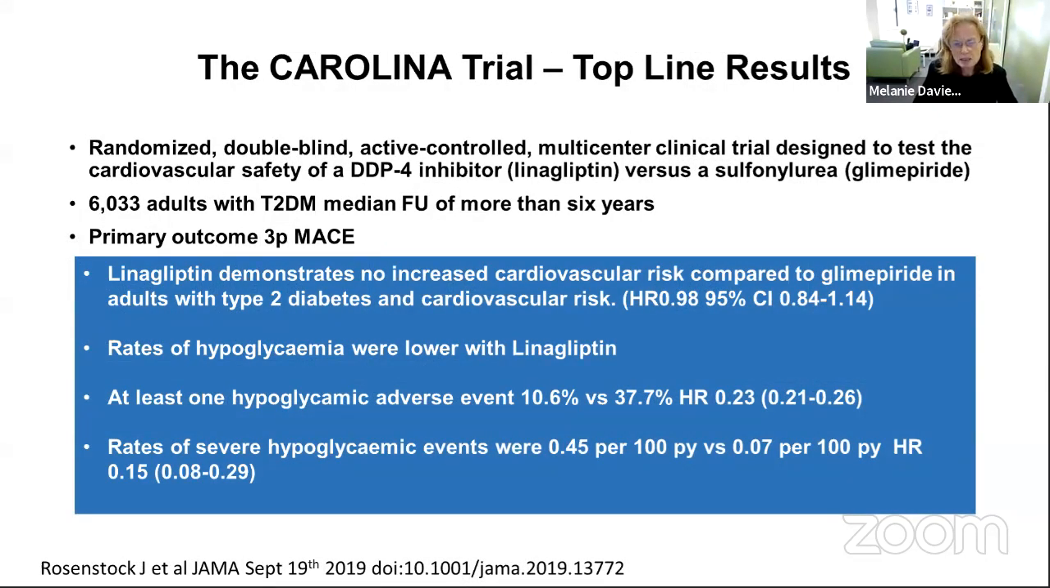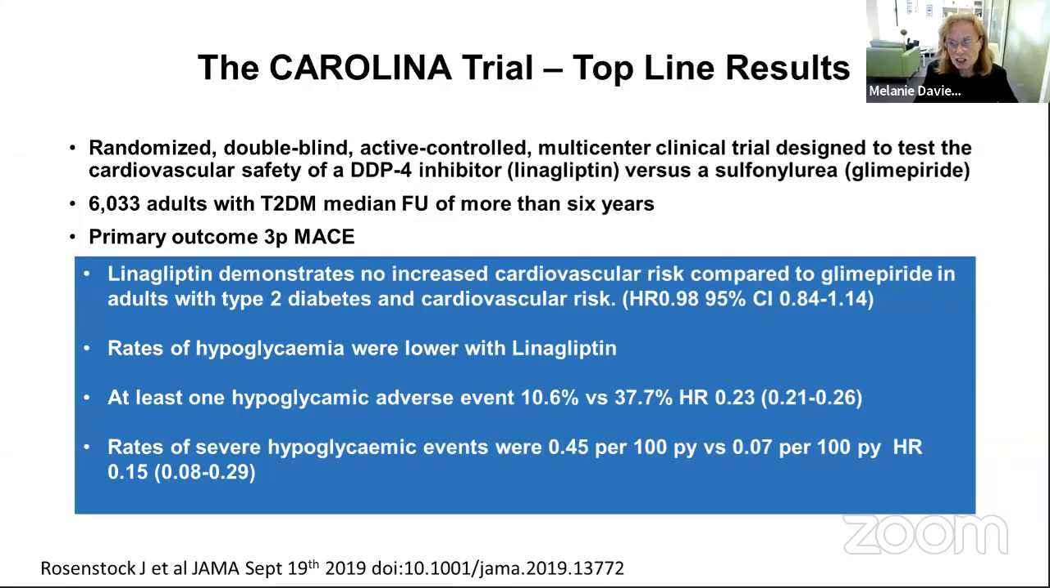More recent data with the CAROLINA study in this head-to-head study. So this is the only one of the cardiovascular outcome trials where there's an active head-to-head, this time with a DPP4 inhibitor, linagliptin, and an SU. There was no advantage of the DPP4 inhibitor over the sulfonylurea.